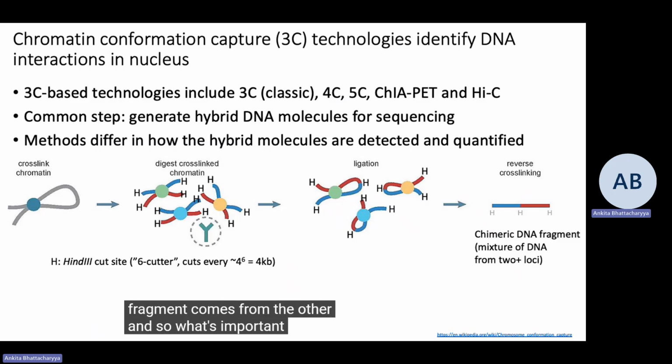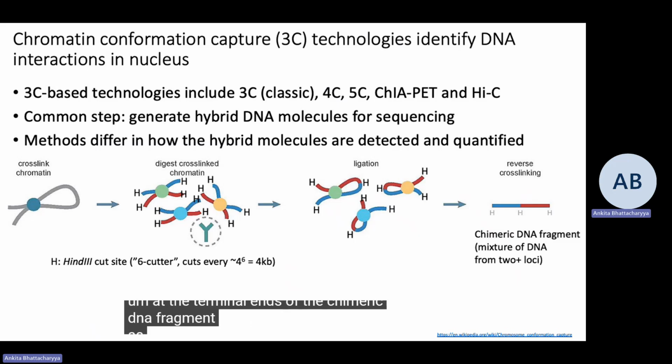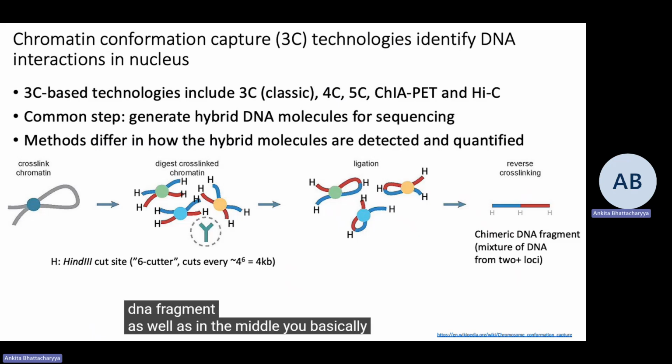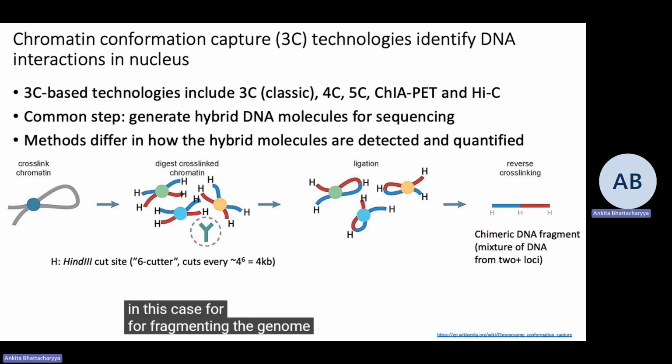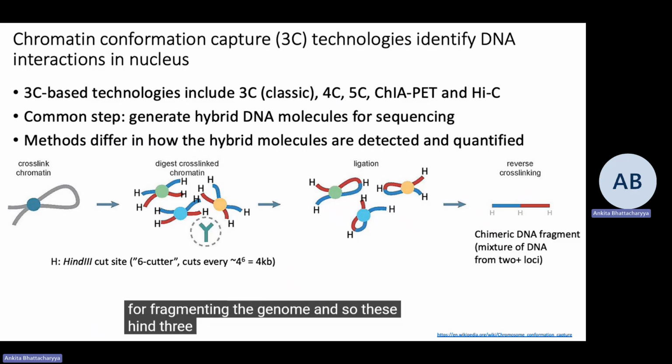What's important to note here is that I've indicated that at the terminal ends of the chimeric DNA fragment, as well as in the middle, you have HindIII restriction sites, because HindIII was used in this case for fragmenting the genome. And so these HindIII sites are going to be important in the later steps of describing the 3C technologies.